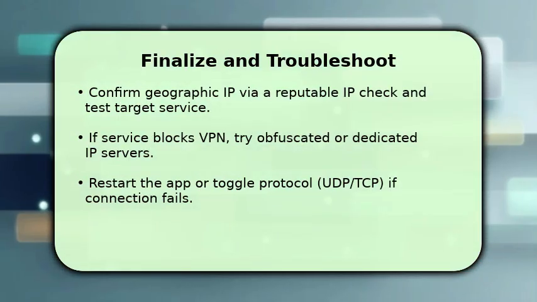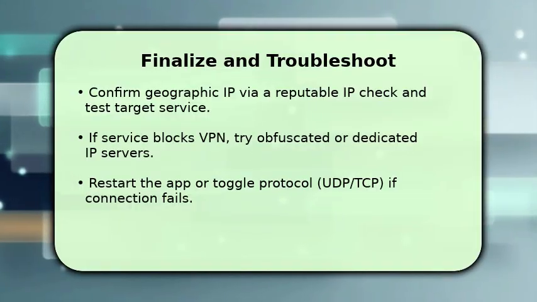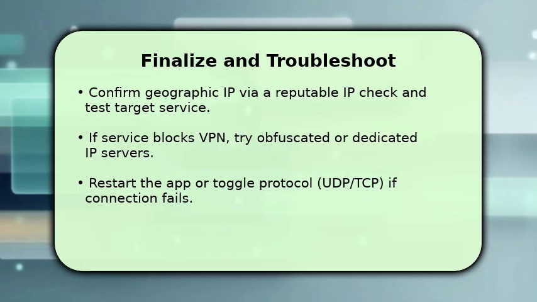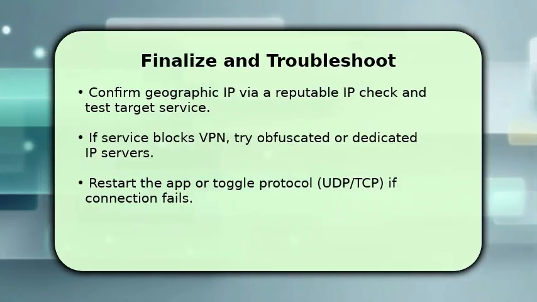To finish, validate the location by visiting an IP lookup and then access the site or service you needed. This proves the change. If the service blocks VPNs, switch to obfuscated servers or use a dedicated IP to avoid detection. Make sure Kill Switch stays enabled to protect traffic during switches.